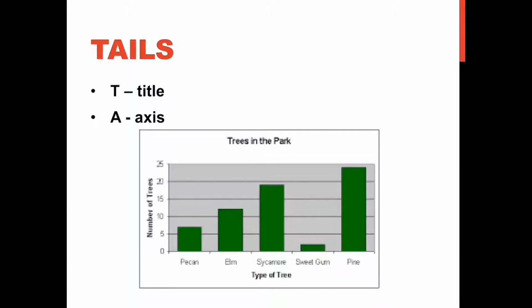The independent variable is the type of tree, because you're changing the type of tree. You're saying, all right, we're going to talk about pecan, elm, sycamore, sweet gum, and pine trees, and that is it. Those are the only ones we are going to look at. Well, then the number of trees that you find are dependent upon the fact that you picked those 5 trees. So making sure you're putting the right information on the right axes is very important.